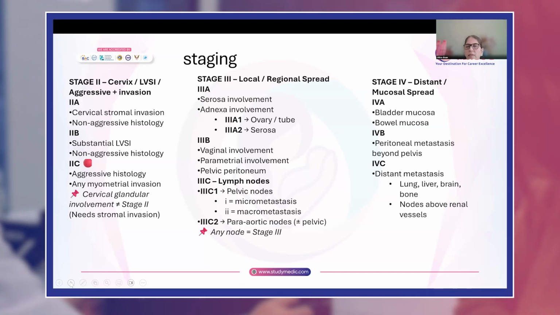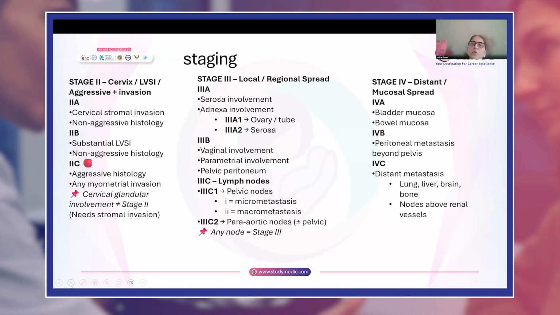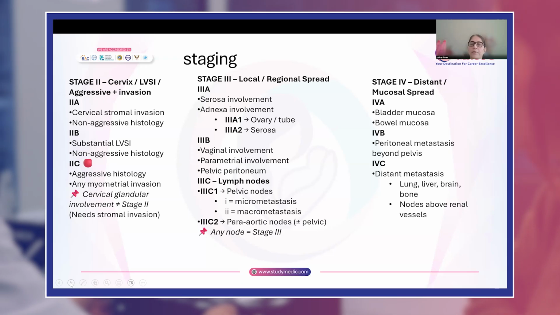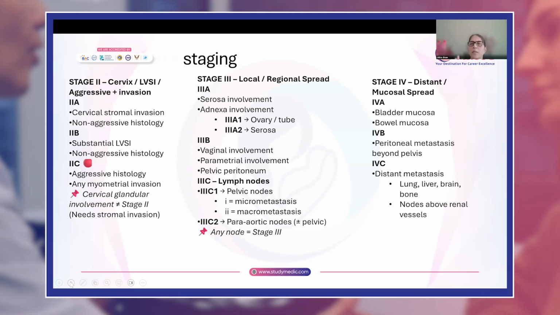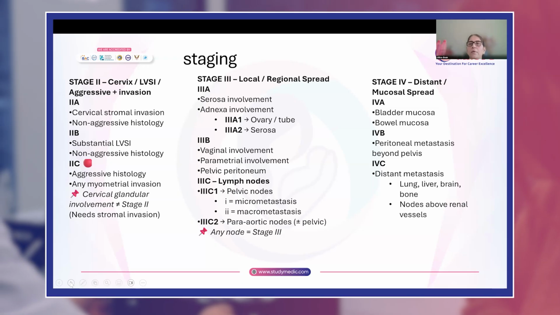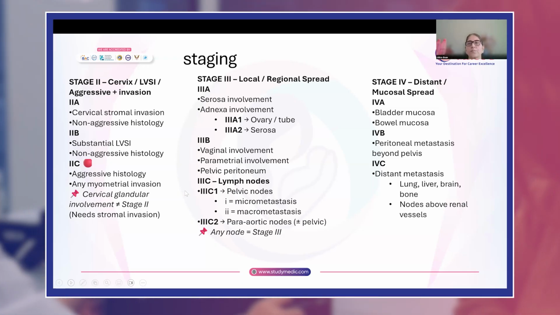Okay. So one thing you have to remember, any nodal involvement is there, it automatically becomes stage 3C. So if it is only pelvic, it will become C1. Pelvic plus para-aortic or only even para-aortic nodes are there, but up to the level of the renal pelvis, then it becomes stage 3C2.